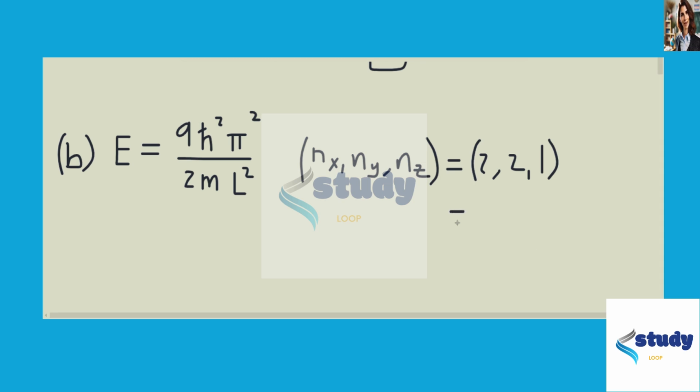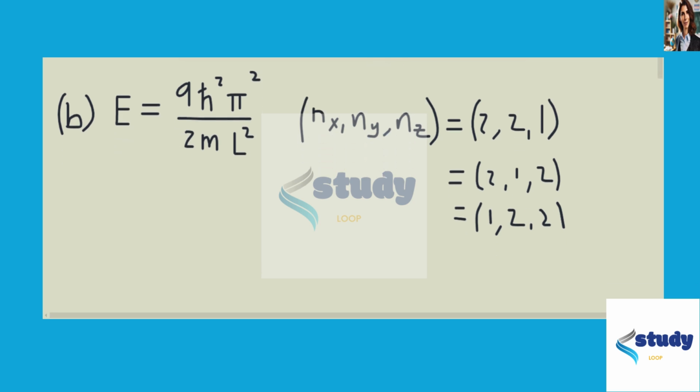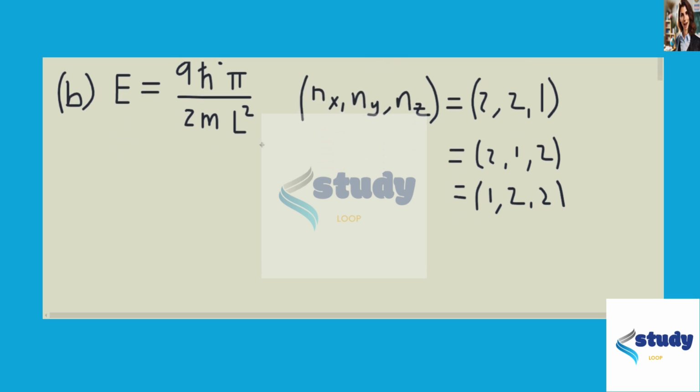Another one is if nx is 2, ny is 1, and nz is 2. This also adds to 9. And the last possible rotation of these quantum numbers is 1, 2, and 2. So nx is 1, ny is 2, and nz is 2. So there are 3 combinations of nx, ny, and nz to get us to a number of 9. So the degeneracy is 3, because there are 3 possible combinations.